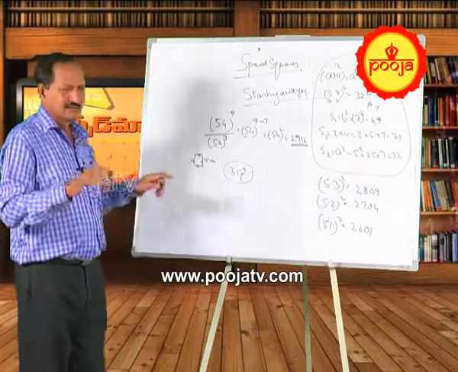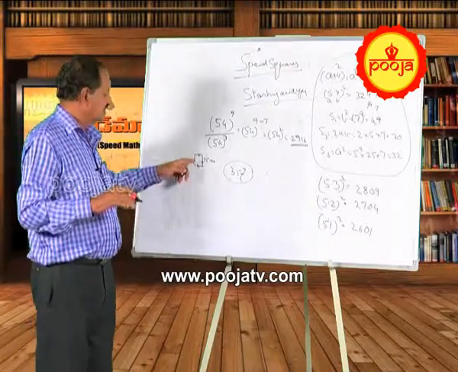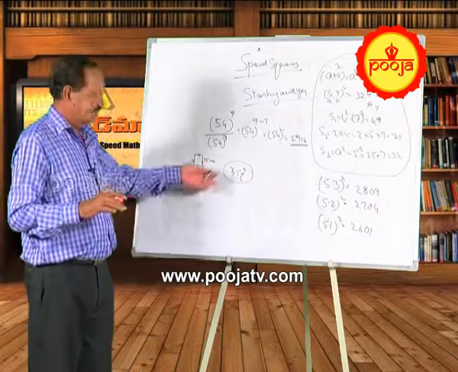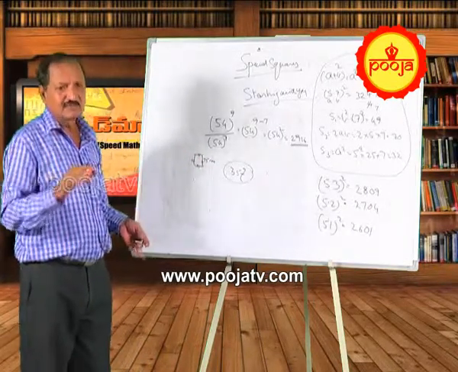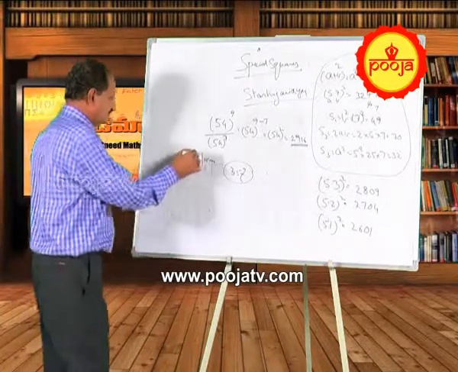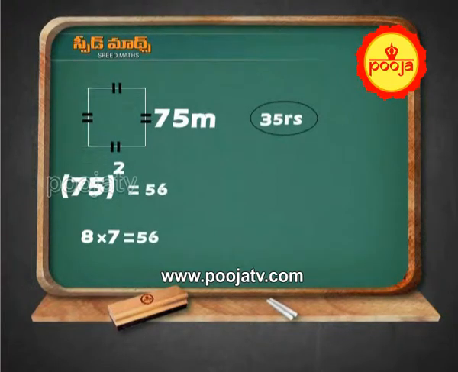Do you understand? A man has a square land whose side is 75 meters, and he wants to spend 35 rupees for each square meter to make it clean or something. Then you have to find the square. So, immediately 75 square. Here 7, this is starting with 5, this is ending with 5.